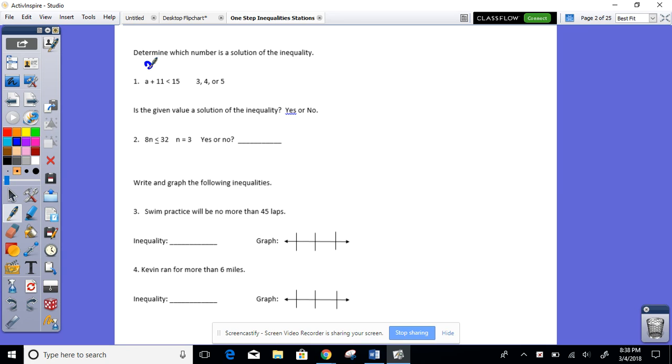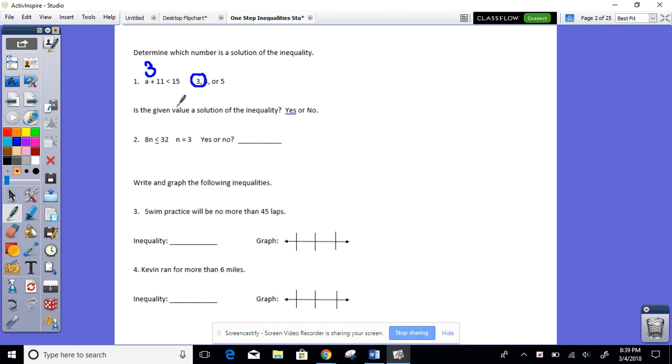So if we plug in 3, 3 plus 11 is 14. So is 14 less than 5? No. 4 plus 11 would be 15. Is 15 less than 5? No. And obviously if we had 5, that would be 16. And is 16 less than 5? No. So therefore our solution to this inequality is 3.